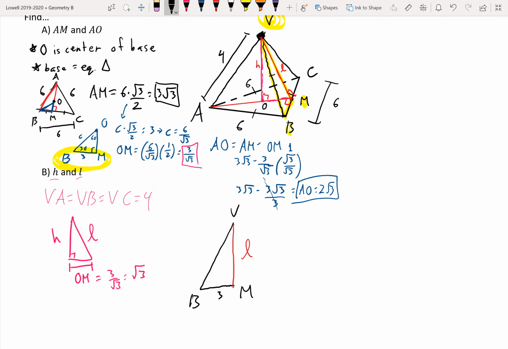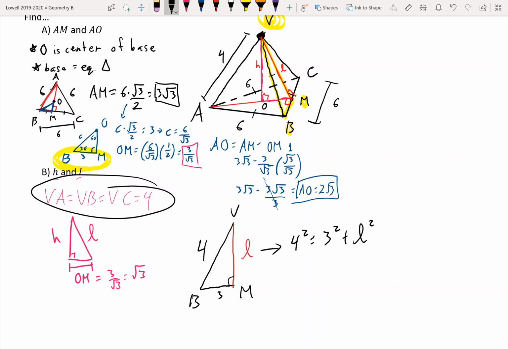From the setup here, because it was a regular triangular pyramid, we know that VB is 4. And now we can get L, because this is a right triangle from the original setup. So we can use the Pythagorean theorem. And so we know that 4 squared is equal to 3 squared plus L squared. This will be 16 and then 9, so that'll be 7 equals L squared, leaving us with L equals the square root of 7. Not super pretty, but it is an answer right there.